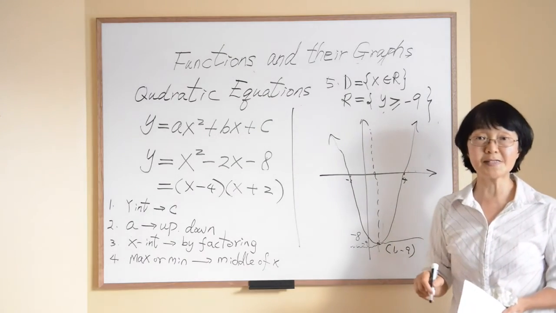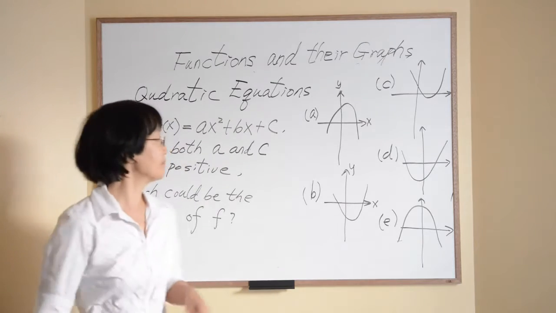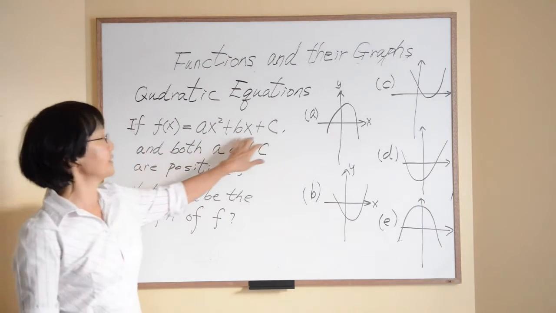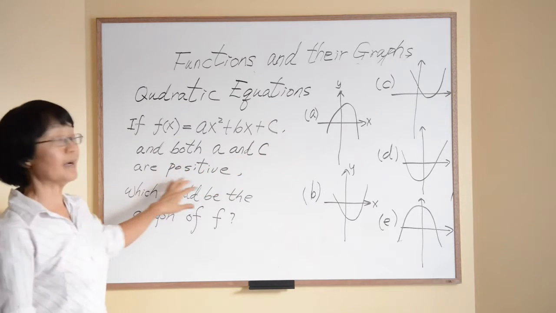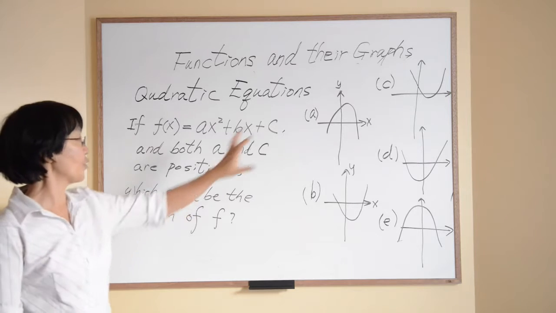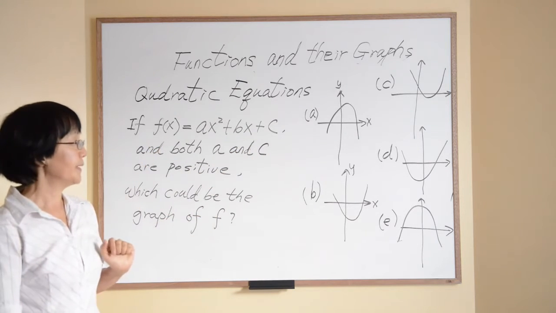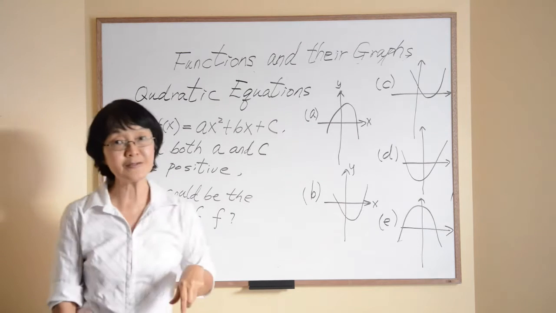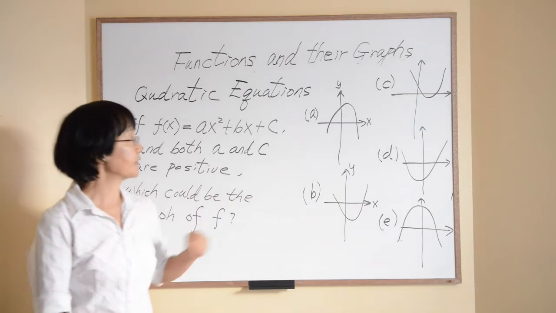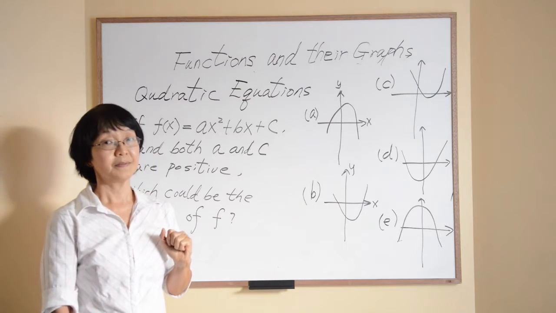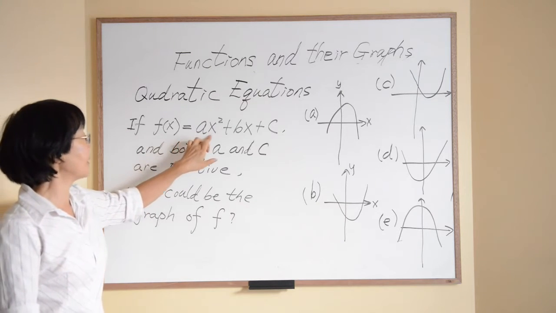Let's go see some examples. We have another very typical kind of SAT question here. They give you one equation. Say this is the general equation. And if A and C are positive, which graph here could be the graph of this function f? I'll give you a few minutes to think about what we learned and look at the graphs. Now, remember what is the significance of A?